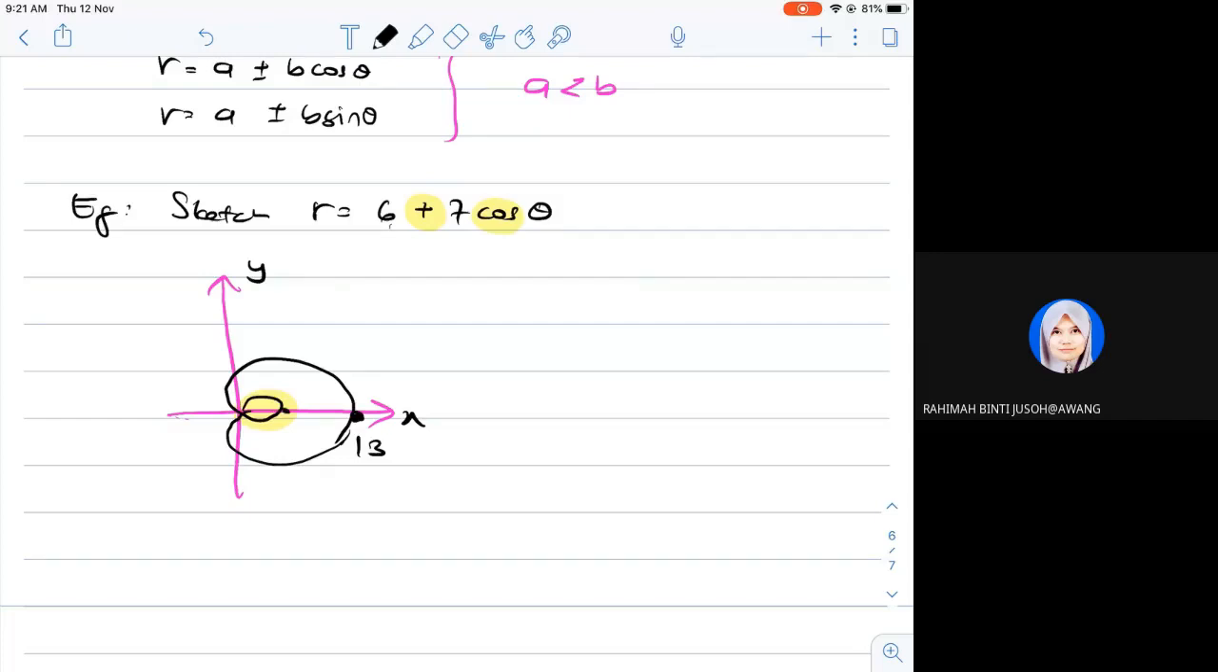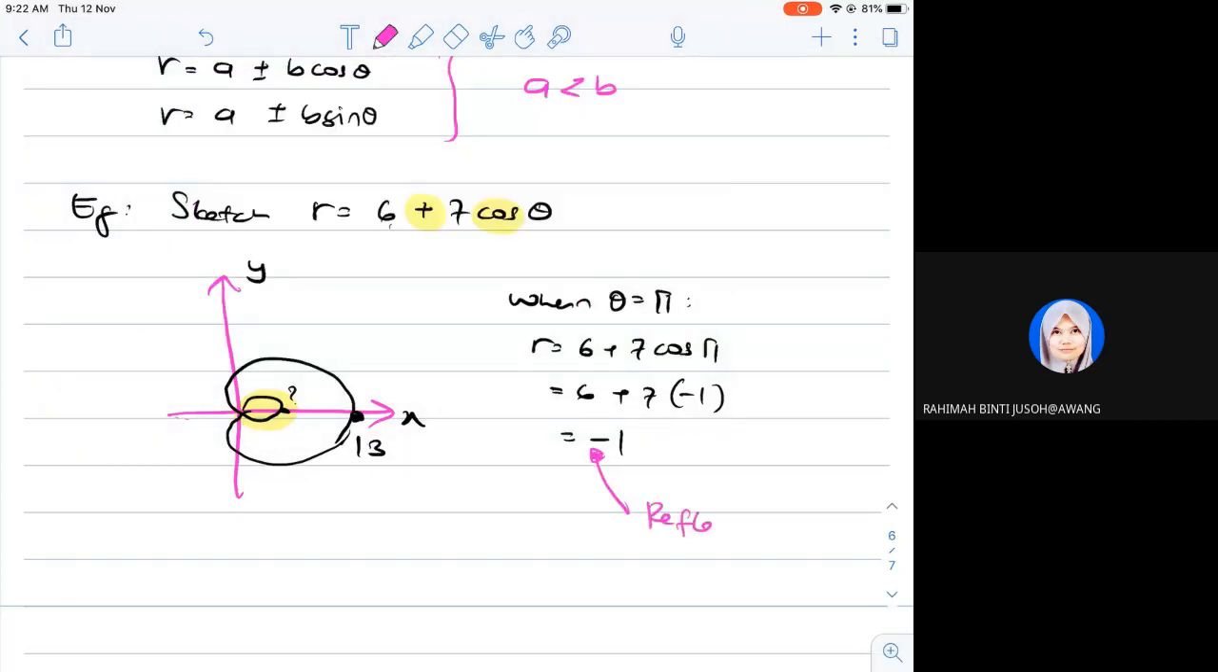So how do we know the coordinate inside here? Okay, so we need to substitute when theta equals to pi, we will have r equals to 6 plus 7 cos pi. So we have 6 plus 7 multiplied by -1. Cos pi is -1. Okay, what happened when we have -1?